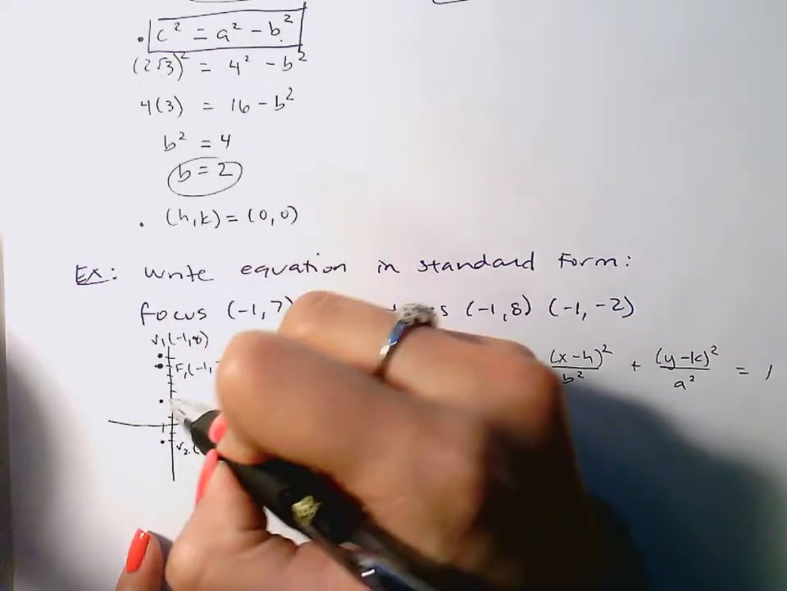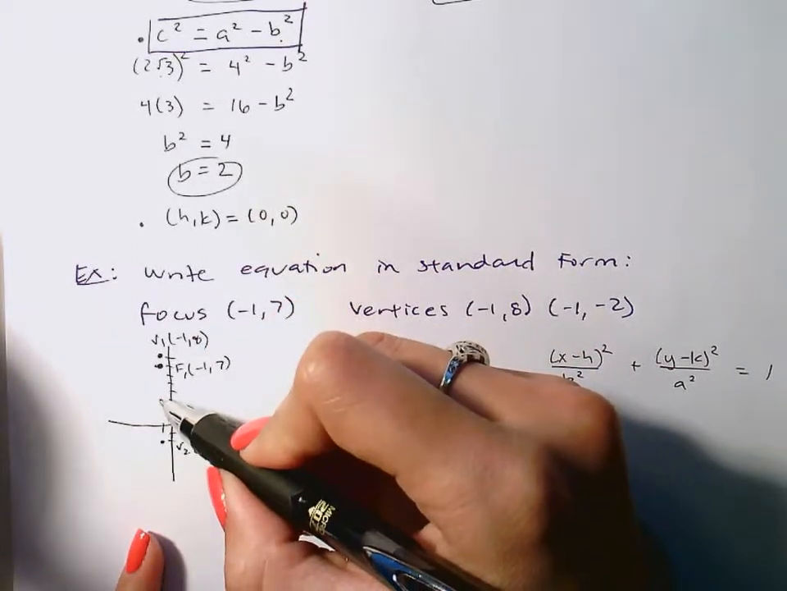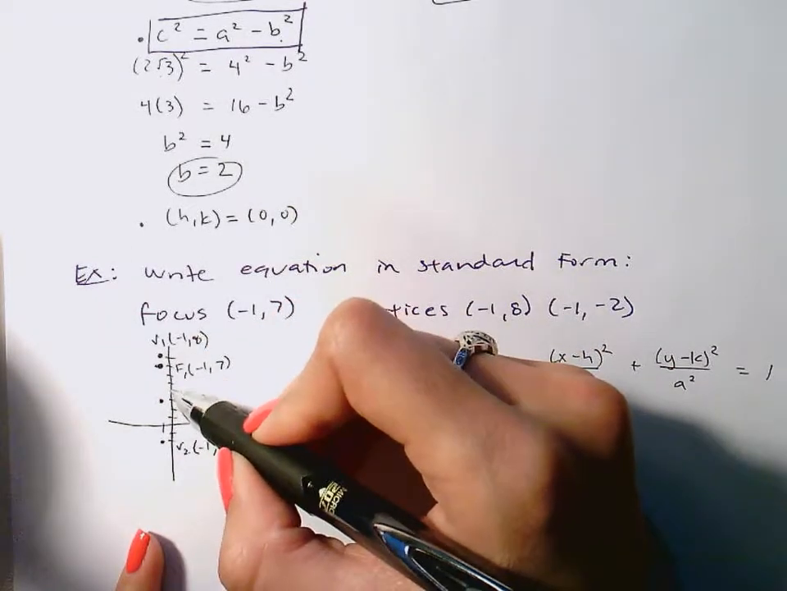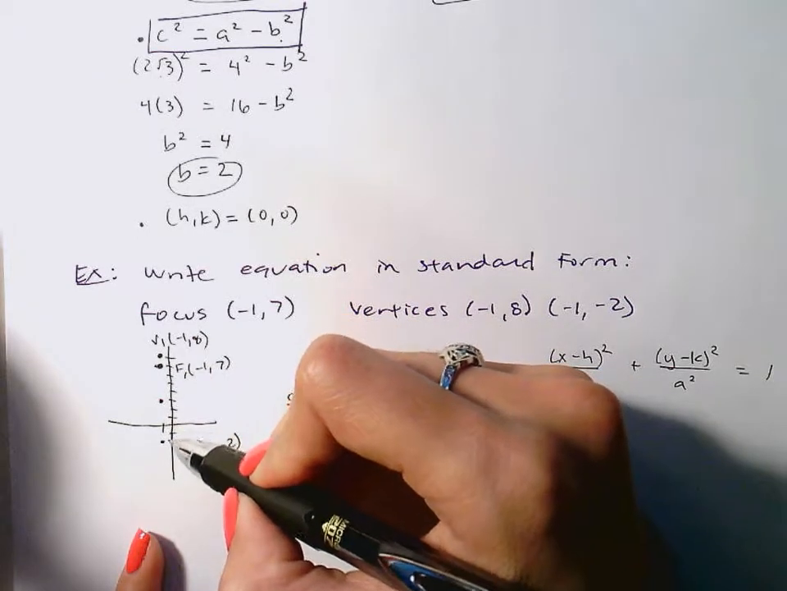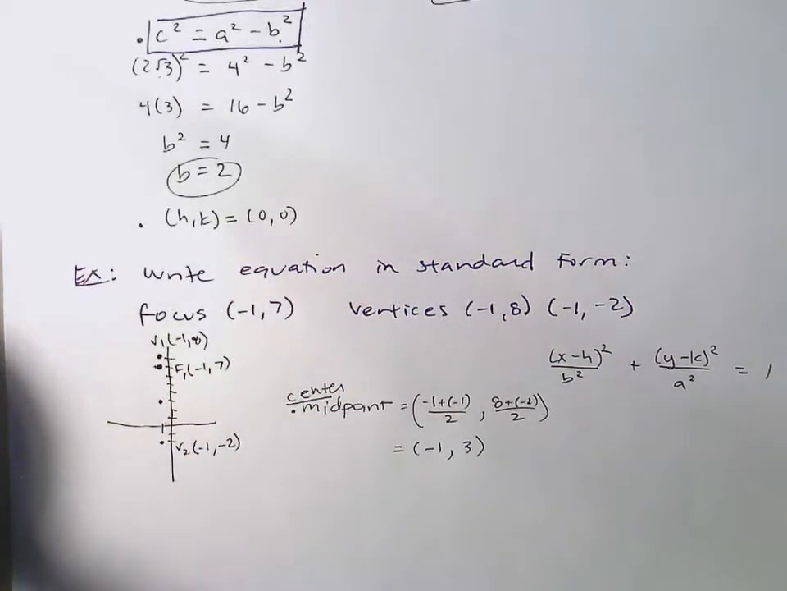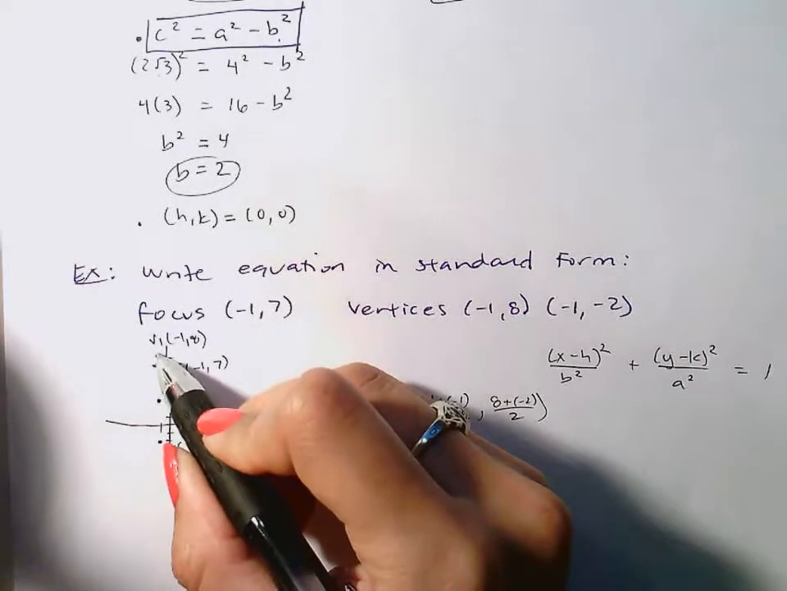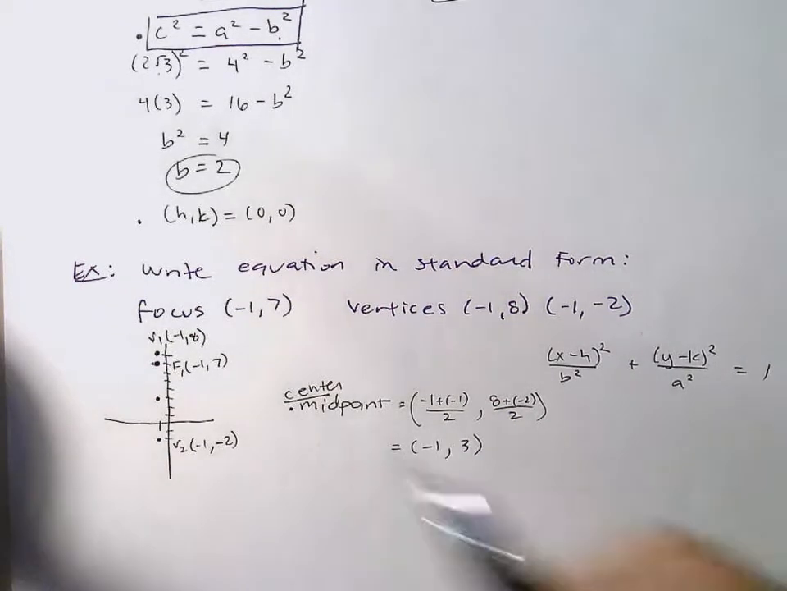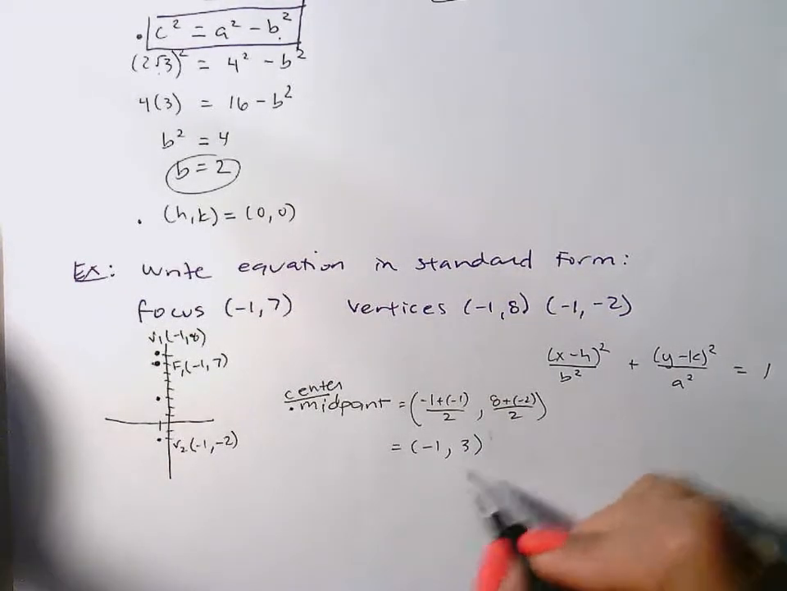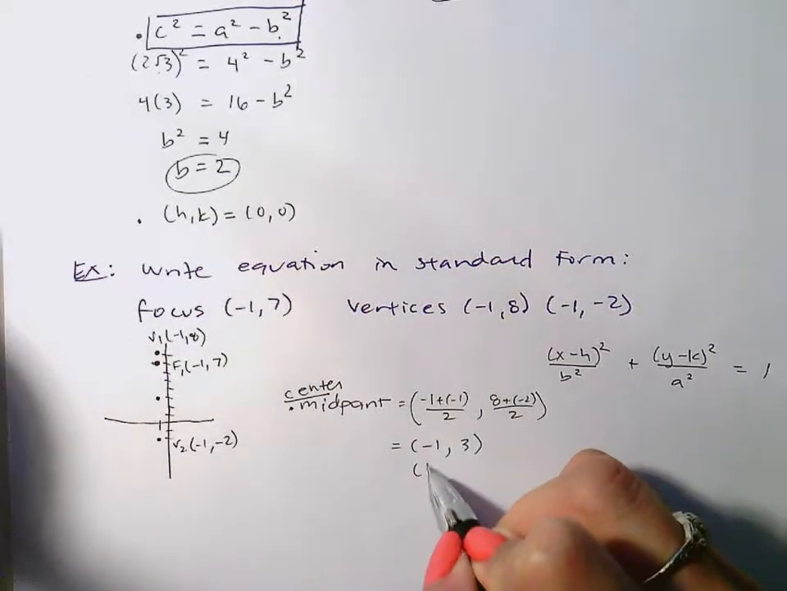So if we go and find the distance between the center and the vertex, this is 1, 2, 3, 4, 5 going up, and 1, 2, 3, 4, 5 going down also. So that gives me the same distance from the center to the vertex on top and on the bottom. So the midpoint, which is the center again, is equal to negative 1, 3. So this is my h, k.